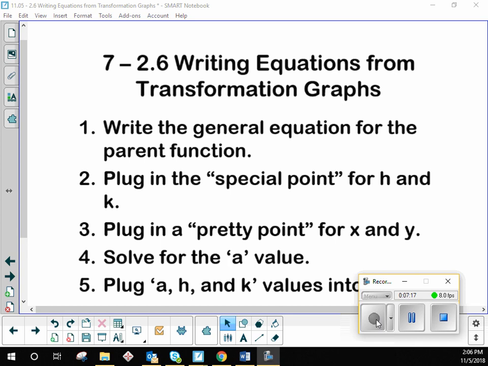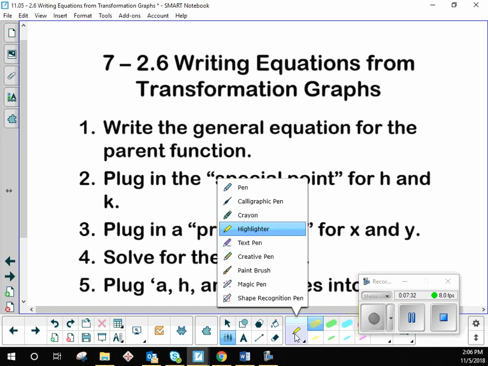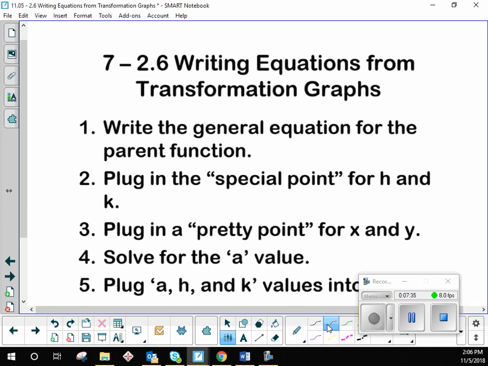So these are the basic steps for what we're going to do today. We're going to first figure out the general equation for whatever the parent function is on the graph. So you have to be able to recognize the form of the graph and know the parent function. We're going to plug in a special point, quote unquote, for h and k. If you remember last week, one of our homeworks, we identified the special points for the different shapes of graphs. For example, quadratics or parabolas have this special point. What did we call it? The vertex, right? Absolute value has this special point. Do you remember what we called it? Initial point, right?